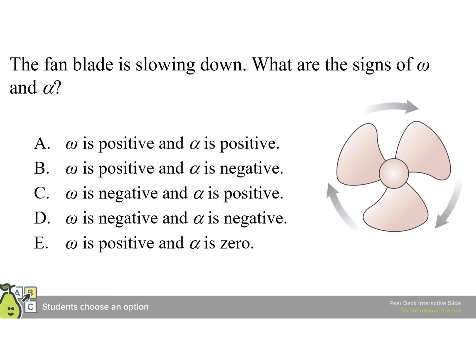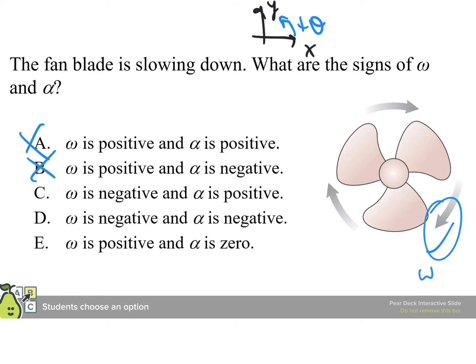So, the fan blade is slowing down. What are the signs of omega and alpha? Well, you want to remember that our coordinate system by default is that plus theta is counterclockwise, but omega is this one. It's going clockwise, which is negative, so neither of these can be true. It's getting slower, so alpha must have the opposite sign to omega, so if omega has to be negative, alpha must be positive.